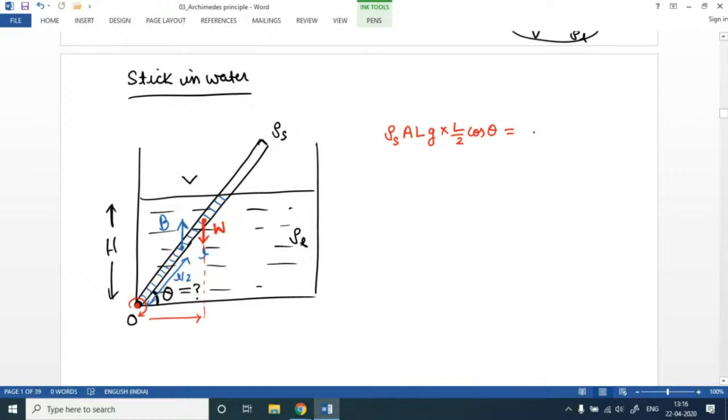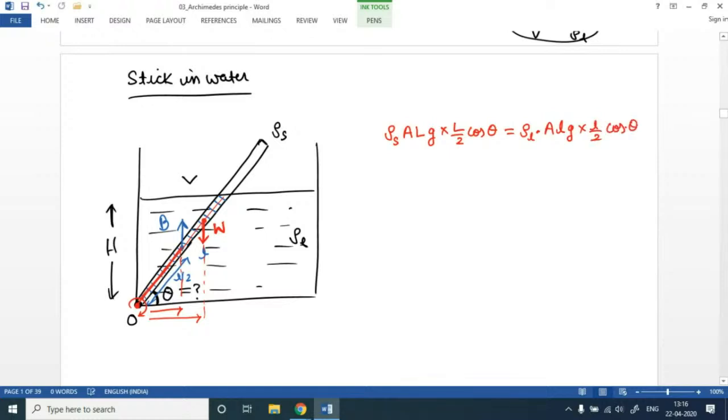Now equal and opposite will be the torque due to buoyancy. So how much will be the buoyancy? Buoyancy, you see, will be equal to the weight of displaced liquid. So the density of liquid is rho L, and the volume of displaced liquid will be only this part over here. So cross sectional area is same, and its length we have taken as small l, and that multiplied with g would be nothing but the buoyancy, and that multiplied with this arm, this length over here. So this is small l by 2 cos theta, you can say.